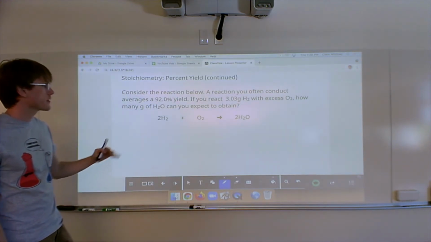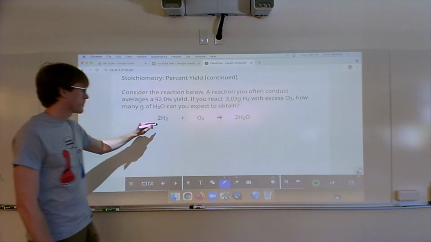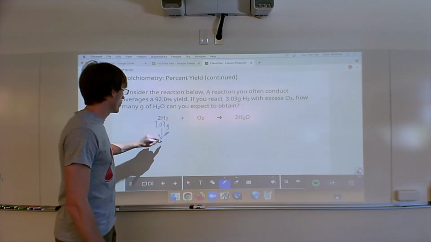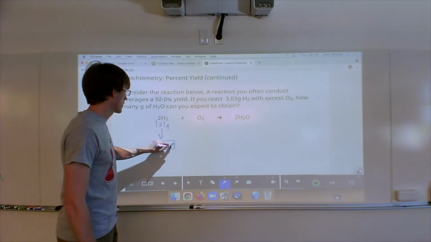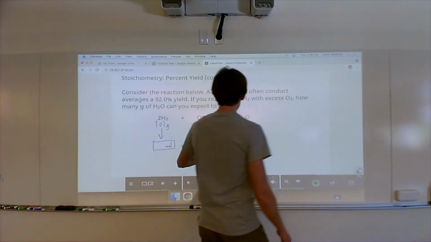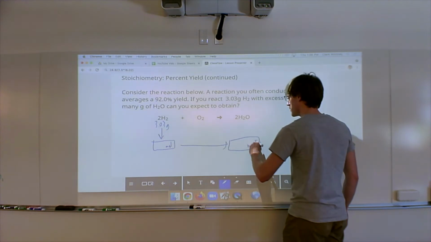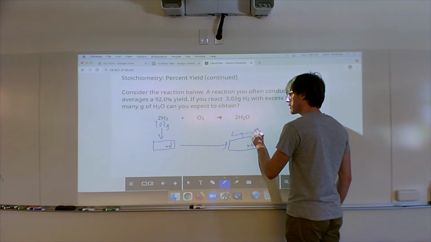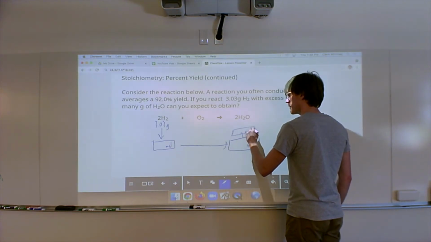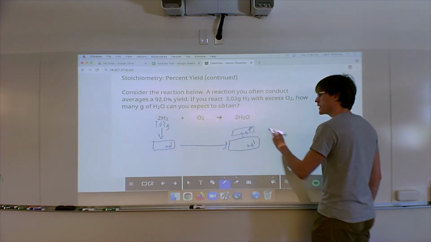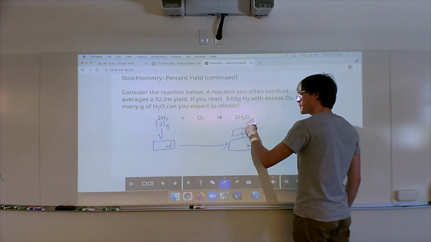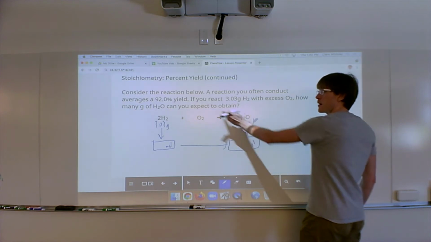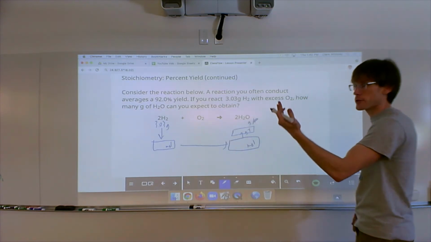In this case, we're going to basically do the same thing. We're going to say that we start with 3.03 grams. We go to moles. We go over here to moles of water. And now we still need to go up to theoretical, grams of theoretical yield. But here, my grams of actual yield, that's what I'm looking for. It says how much water can you expect to get actually.